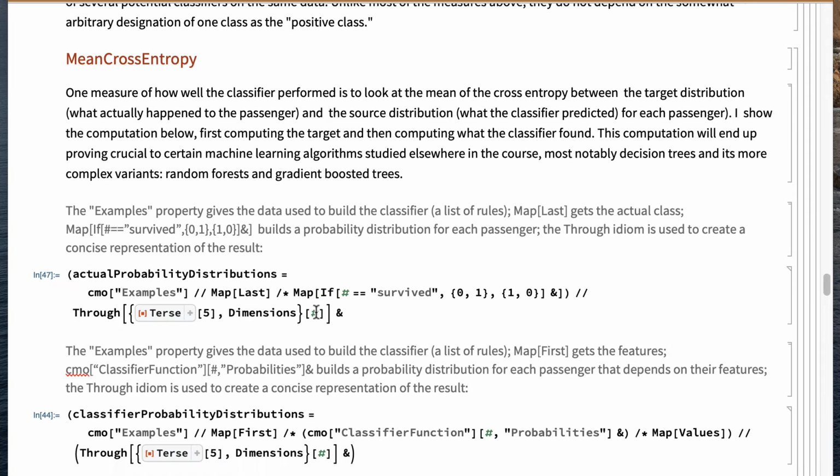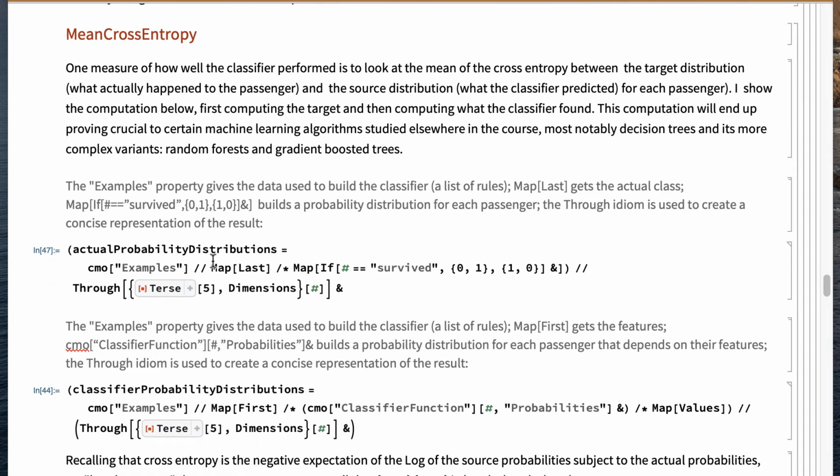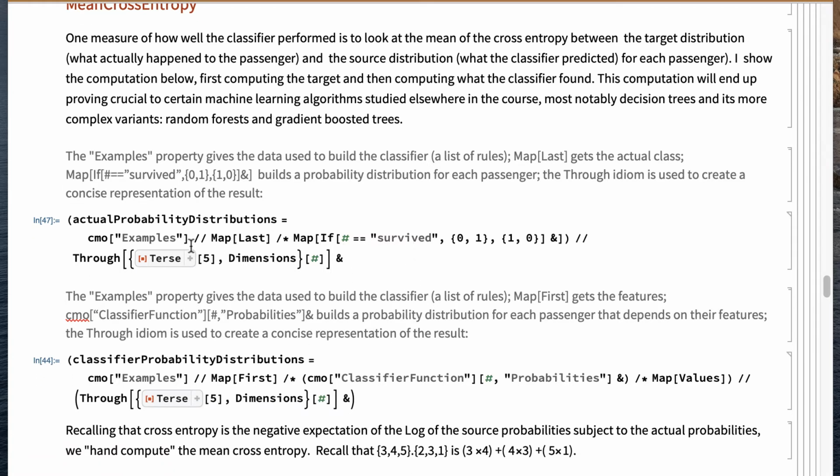And so I'm running through here the code of how you actually compute it. Rather than walk you through it, I'll let you read your way through this code. The idea is you start with the examples. To get the actuality, you want the last value.